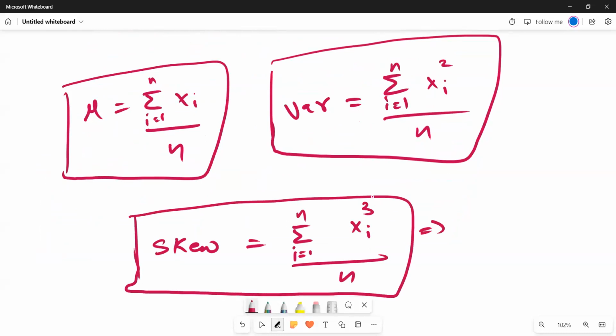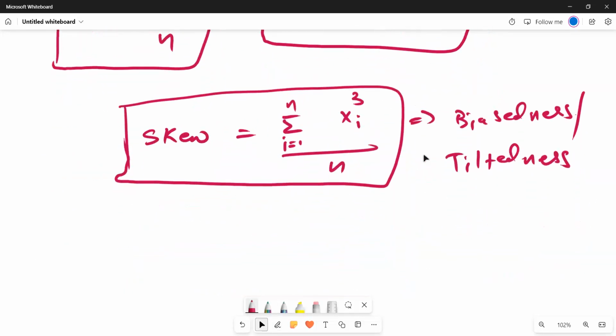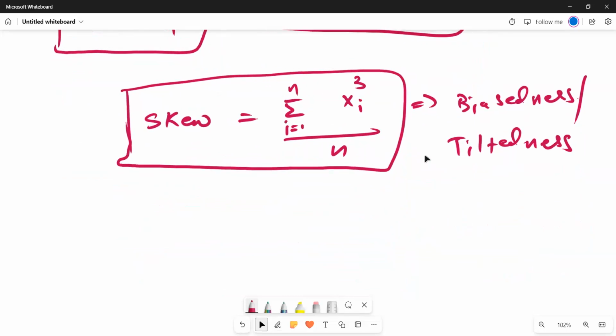Right? And this value basically tells you about the biasness, or this is also known as tiltedness, right? So towards what values your data is tilted, or your decisions can be tilted, skewness tells you about this, right? Ideally, I'm talking about the ideal conditions.